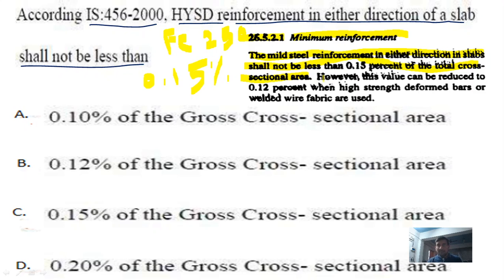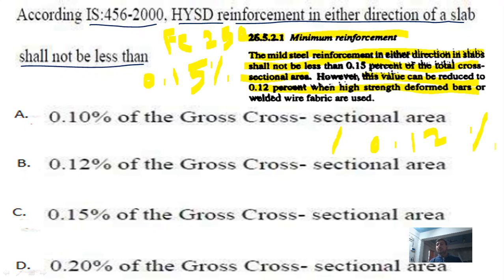Now if we read out the second point, however, this value can be reduced to 0.12% when high strength deformed bars or welded wire fabrics are used. So what do you mean by high strength deformed bars? That is HYSD bars. If you are using reinforcing steel of grade Fe 415, that is called HYSD bar, then the minimum percentage of reinforcement used is 0.12% of gross cross-sectional area.